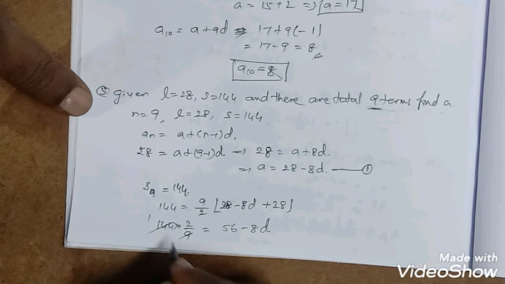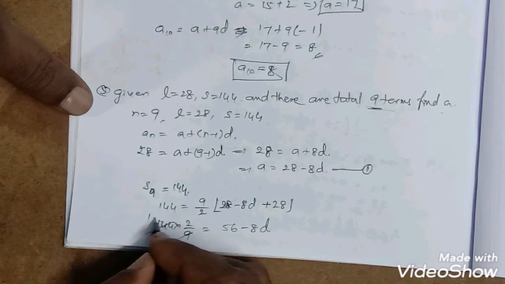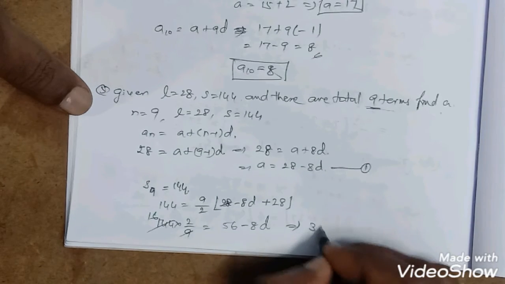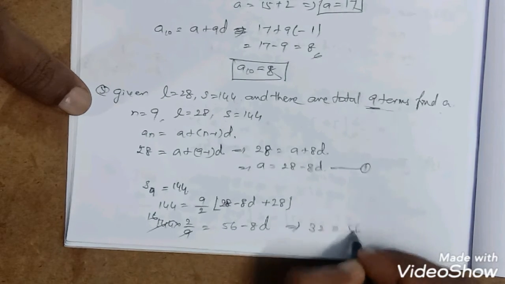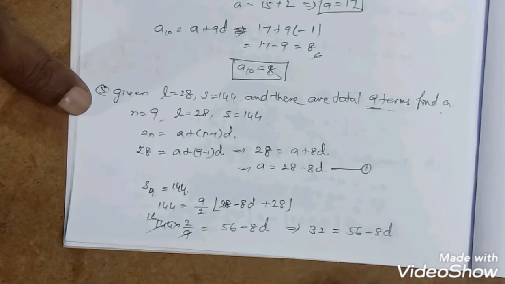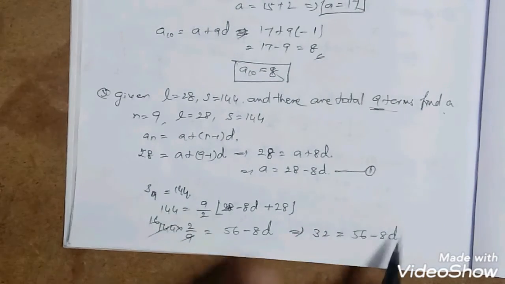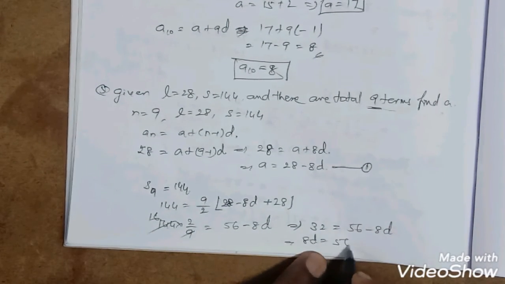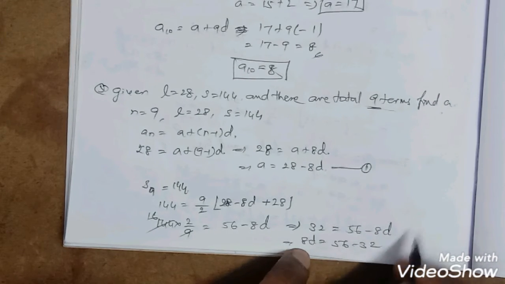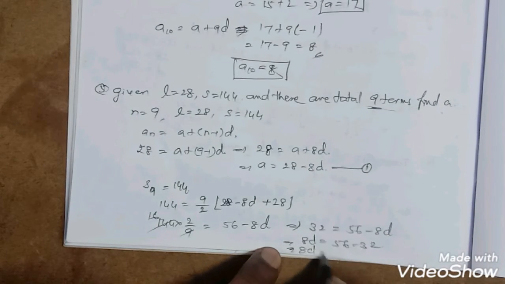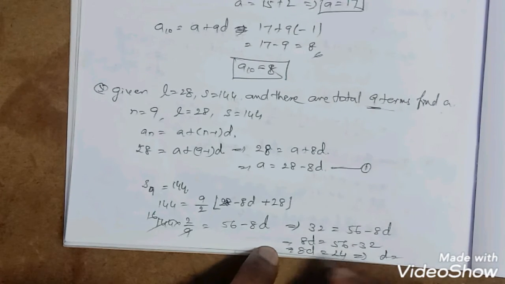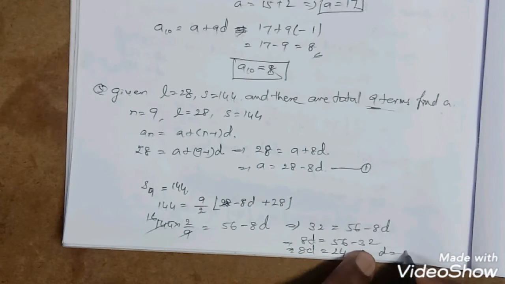Now can I cancel this? 9 ones are 9, so balance is 5. 9 6s are 54. So you'll get here 16 2s are 32 is equal to 56 minus 8d. Now send this 56 here, or else 8d. You will get 8d is equal to 56 minus 32. So you'll get 8d is equal to 56 minus 32 is 24. So d is equal to how much? 24 divided by 8 is 3.